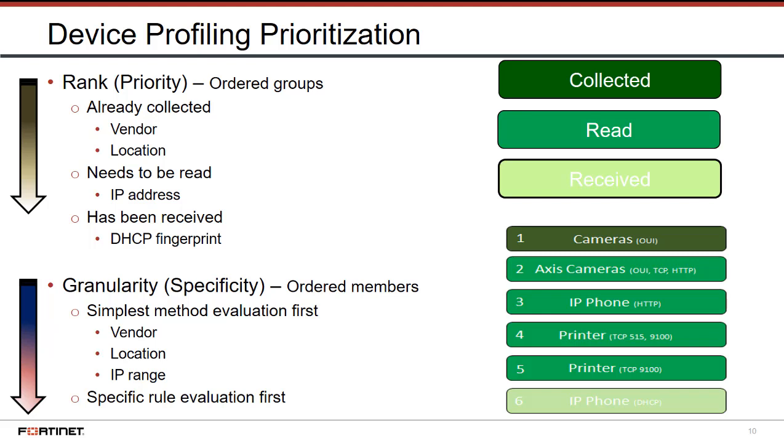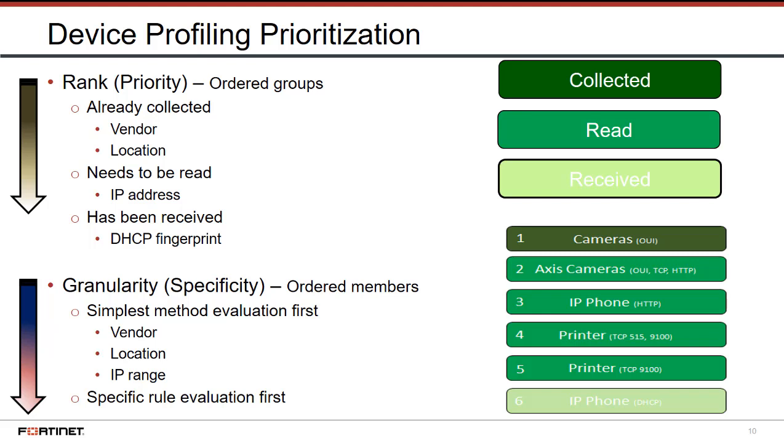If the rule contains any method that requires an IP address, that's something that the Fortinet needs to go out and get. The Fortinet will need to go find the IP of the device being profiled in order to validate that it is what we're looking for. So any of the methods that require an IP address, which is pretty much all of them other than vendor and location, and DHCP fingerprint at the bottom. So any method requiring IP goes into the read group.